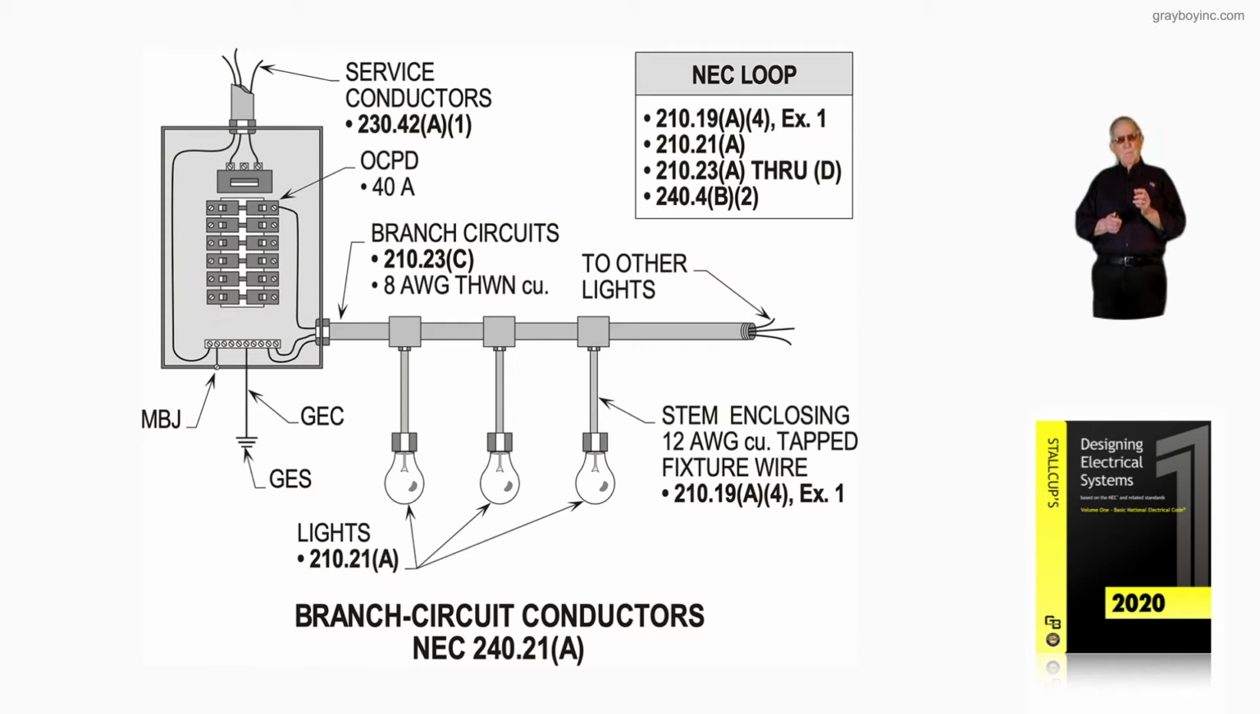Now you notice we're tapping with number 12 conductors to number 8 protected by a 40 amp device, where number 12 is supposed to be protected at 20 amps. But applying 210.19A4, that exception 1, and then going over and looking at 240.21 and 240.20, we find that we could use a 40 amp overcurrent device on number 8 wire and tap with number 12 to 1,000 watt HID fixtures, as long as we have heavy duty lamp holders.